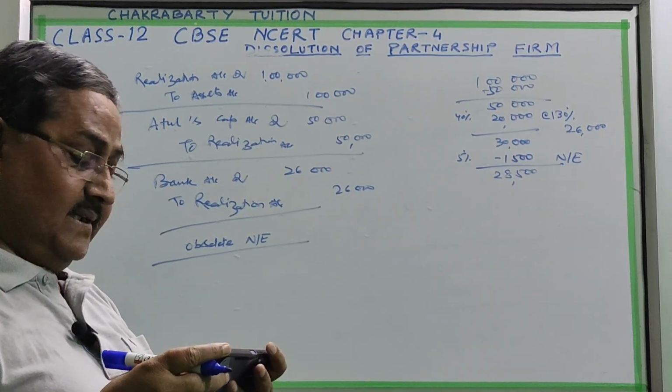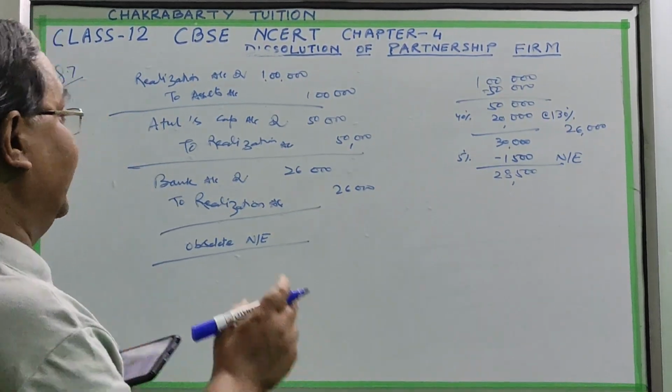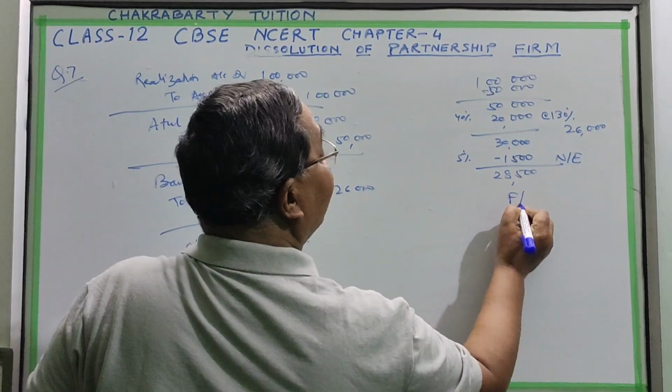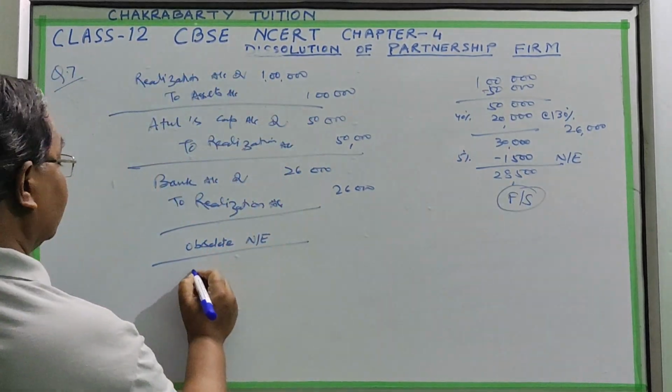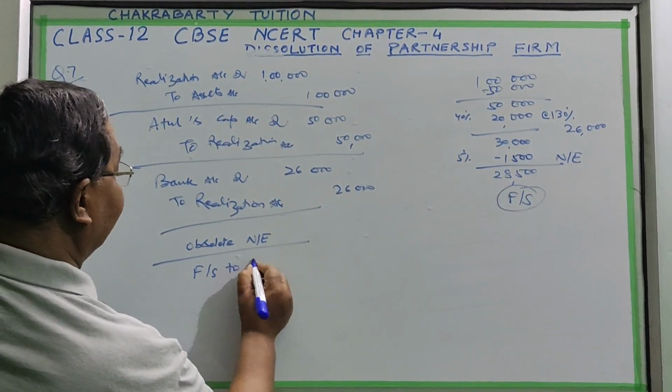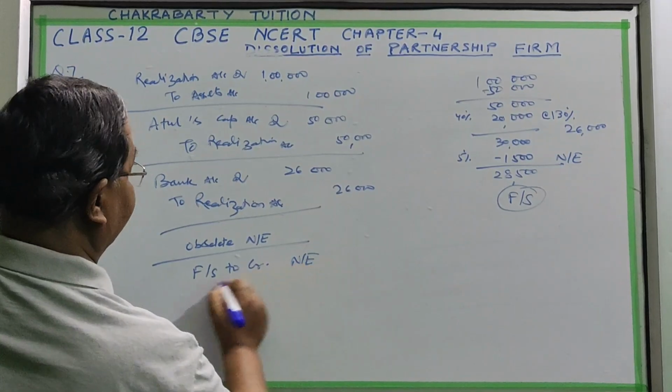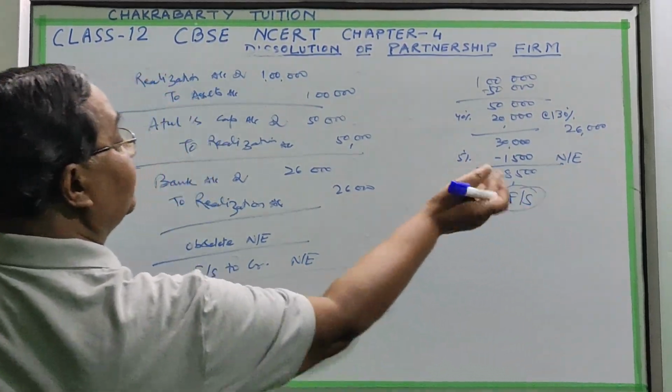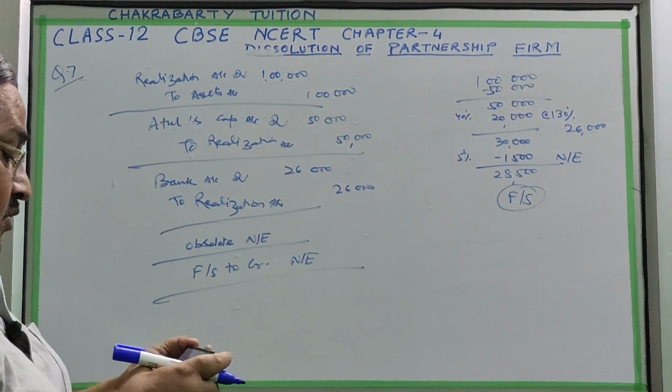And the remaining assets handed over to creditor in full settlement. Again given in full settlement, no entry. So full settlement to creditors, no entry. So no entry is to be done. Asset is given in full settlement, nothing is to be written. So question 7 is over.